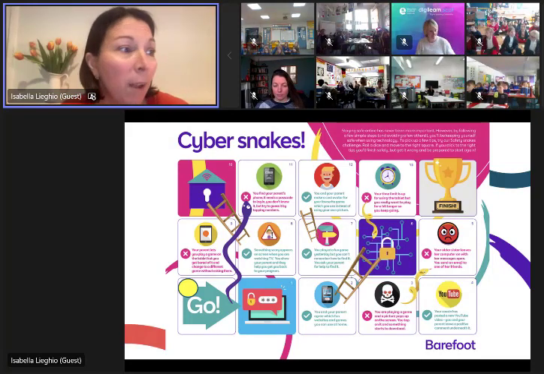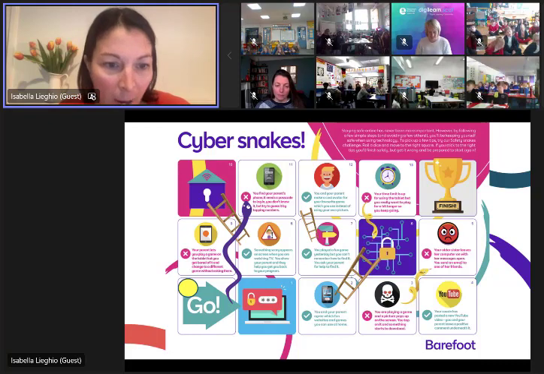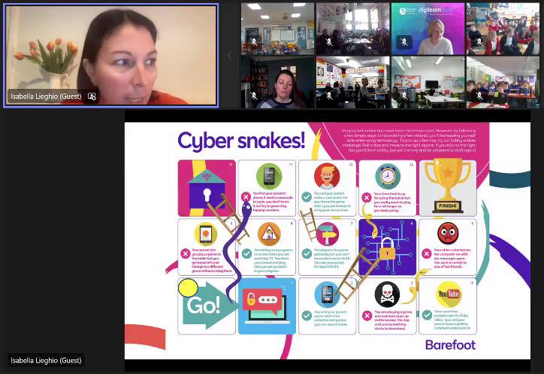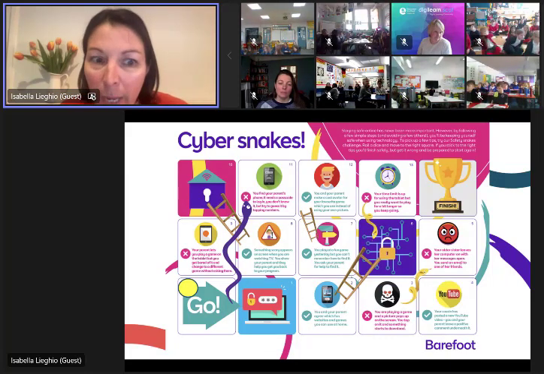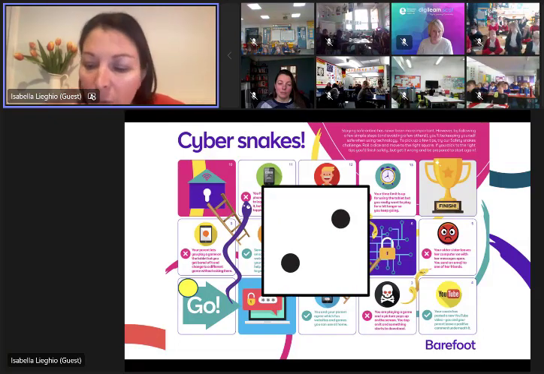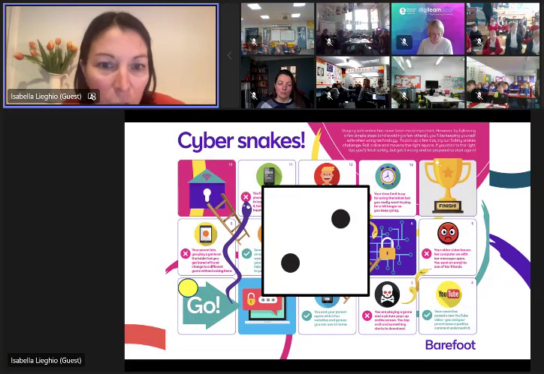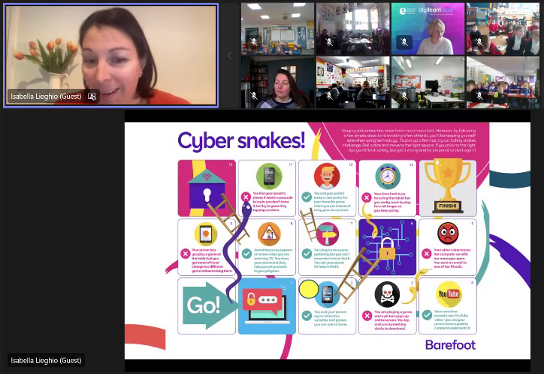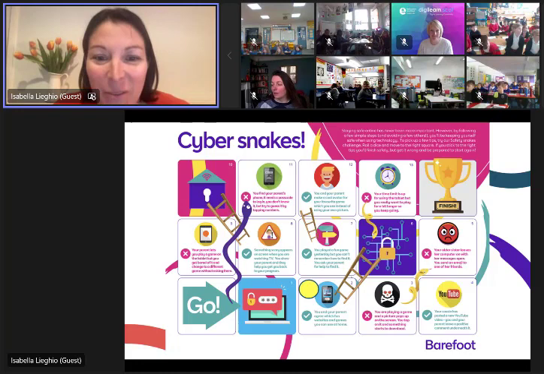So I'm going to roll my virtual dice. I've got my yellow counter down there, look, on the go in the bottom left-hand corner, and I'm going to roll my virtual dice and let's see what we get. Okay, so I've rolled a 2. So I'm going to move my counter 2 spaces. And there it is. Oh, look, I've landed on a do. Let's see what it's all about.